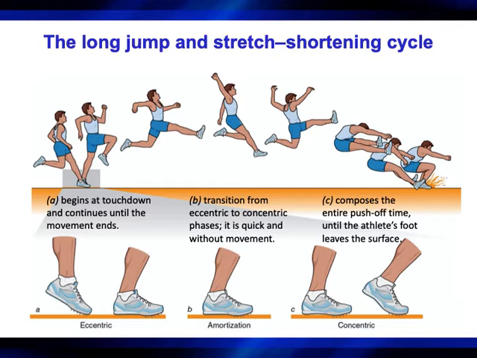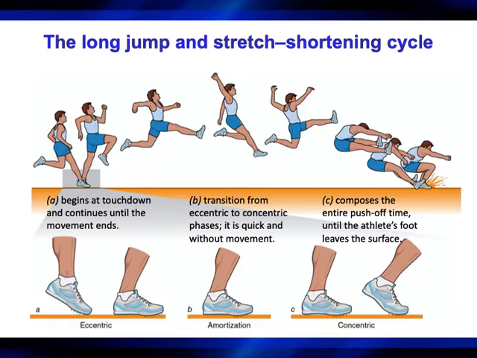The next is the B, which is amortization, that momentary pause between the eccentric and concentric. So it's a transition from eccentric to concentric phases. It is quick and without movement. So you want to really minimize that amortization phase to maximize the force of the concentric contraction. C is the concentric contraction, which comprises the entire push-off time until the athlete's foot leaves the surface.